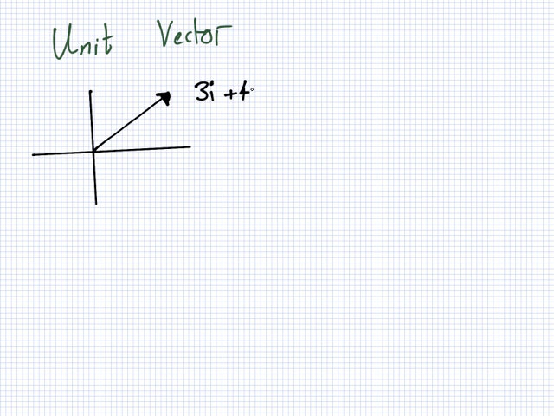3i plus 4j. So we want to make a vector that points in the same direction as the original vector, which I call x. And the only difference is its length is 1 unit. So I'll call it x with a hat. So I want this vector to have a length of 1. So any ideas on how I could do that?